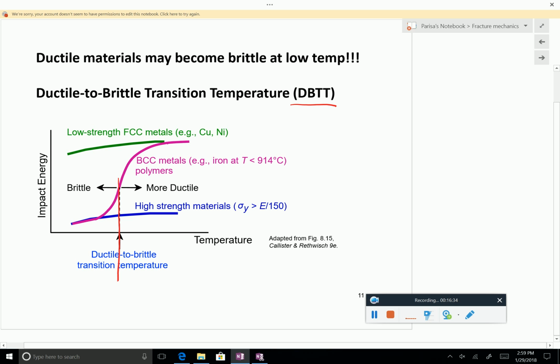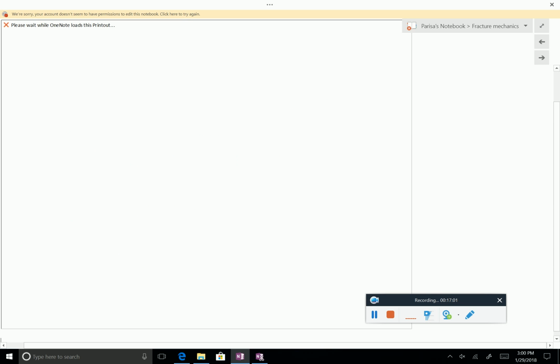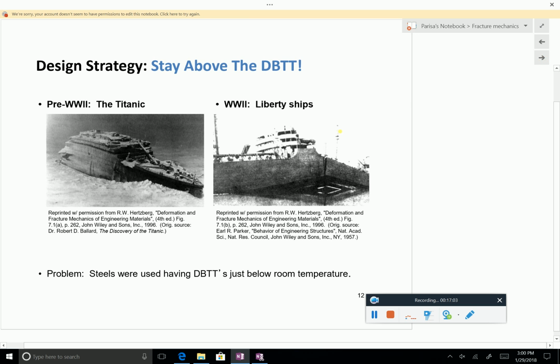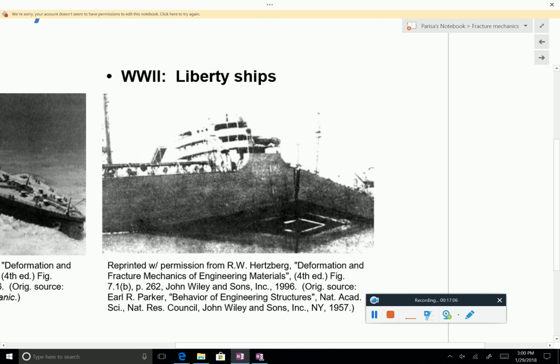It turns out that materials which were ductile before, if you change the temperature, some of them can have a transition and become brittle. I don't know if you still remember, it's been last week, but I showed you a few scary scenarios, including some ships during World War II.